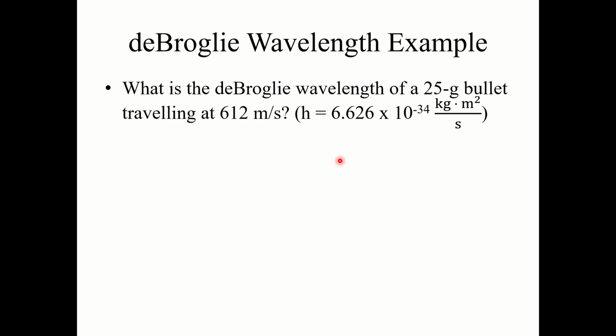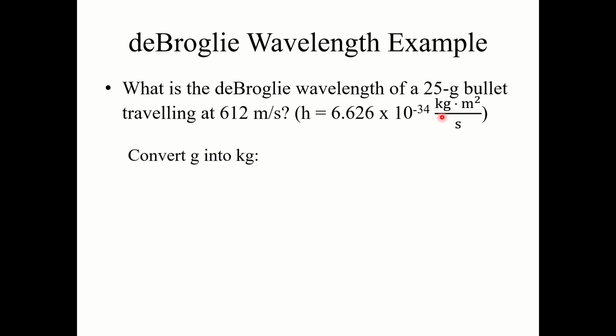Let's look at an example. What is the de Broglie wavelength of a 25-gram bullet traveling at 612 meters per second, where h equals 6.626 times 10 to the negative 34th kilograms meters squared over seconds? Here, Planck's constant has slightly different units, because this will help the units cancel out. It's still technically joules per second. We took the joules seconds and broke it down further to make these units more specific, so that they will cancel out successfully and leave us with wavelength.